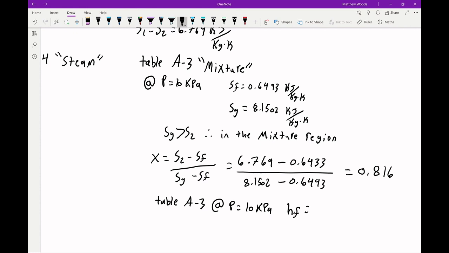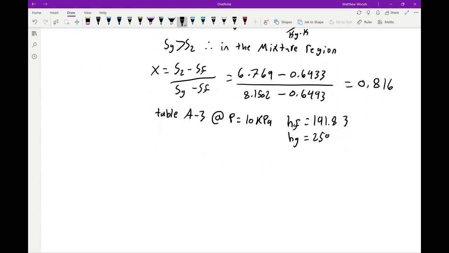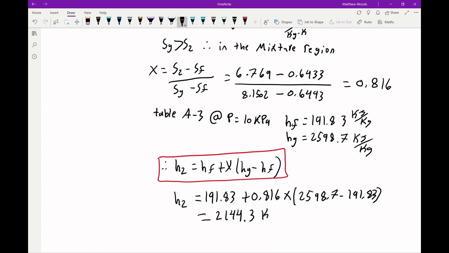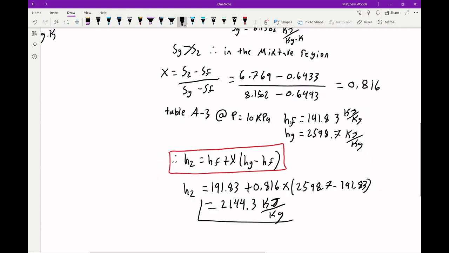We can then go to table A3 again at the same pressure of 10 kPa to find the enthalpy values here, the saturated liquid and saturated vapor. We then take the saturated liquid and we add that to the difference between the saturated liquid and saturated vapor multiplied by our X value, and this will determine the enthalpy at state point 2.